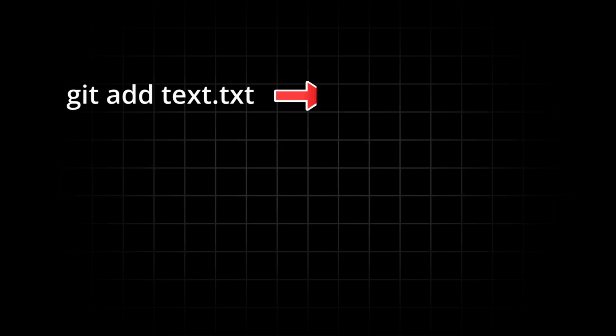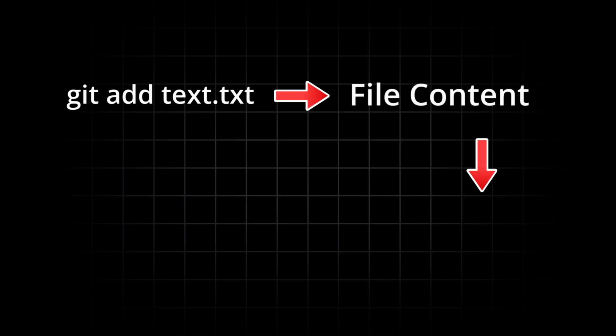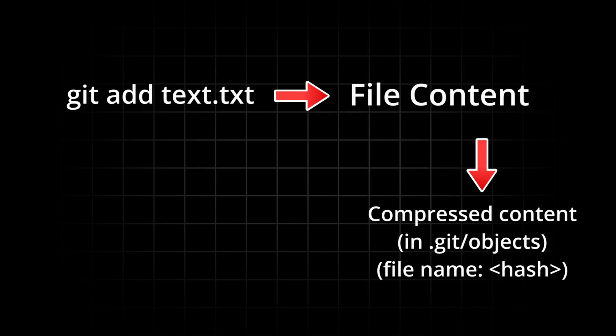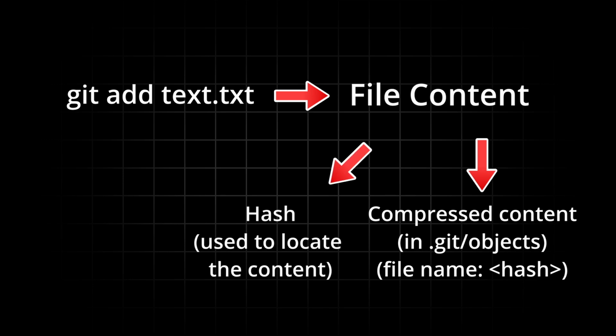When you use git add, we take the content of the file, compress it using zlib, and store it as a blob object in the objects directory. The file's content is also hashed, and that hash is added to the index file, which can be used to locate the object.